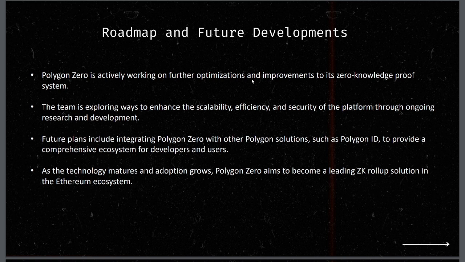for developers and users. It's important to note here that the Hermes team began by initially producing a decentralized identity solution, and then they pivoted towards addressing the scalability problem in the Ethereum blockchain. So that's an important thing to note. And as the technology matures and adoption grows, Polygon Zero aims to bring a revolution in the field of zero knowledge proofs by becoming a leading ZK rollup solution in the Ethereum ecosystem.